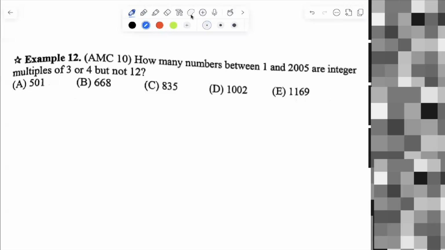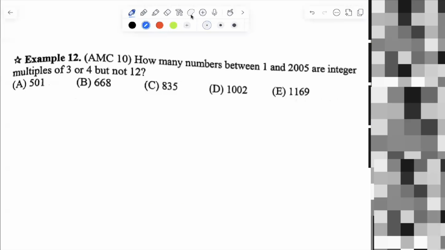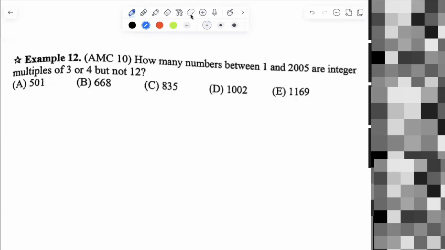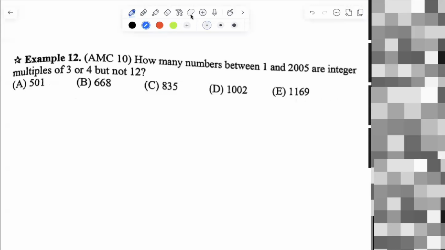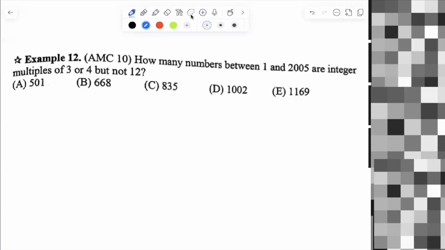So if you chose D, you only subtracted it once, which just means you included only one group of multiples of 12. You have to subtract it one more time to make sure that there's no multiple of 12s. Right?